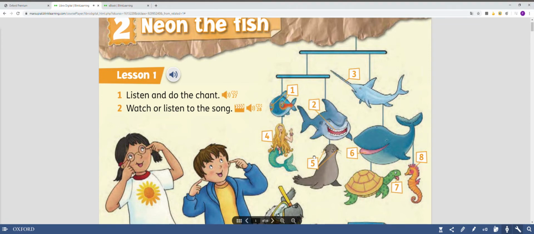Perfect! So, as you can see, we learn and we identify different parts of our body. For example, eyes. These are eyes. Then, teeth. Look at this shark and his big teeth. Wow! Then, nose. Look at this long nose. It's a long nose. Then, hair. Look at this mermaid. This long hair.